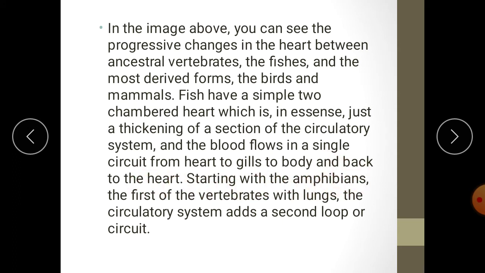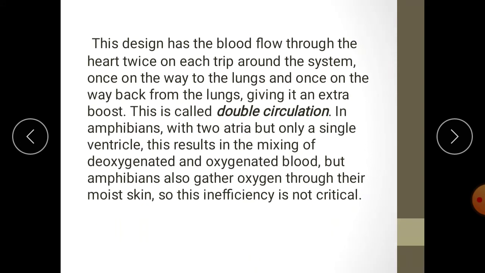Starting with the amphibians, the first of the vertebrates with lungs, the circulatory system adds a second loop, or circuit. So in fish only one circuit is there, but in amphibians two circuits are there, though these two circuits are incomplete. This design has the blood flow through the heart twice on each trip around the system, once on the way to the lungs and once on the way back from the lungs, giving it an extra boost.